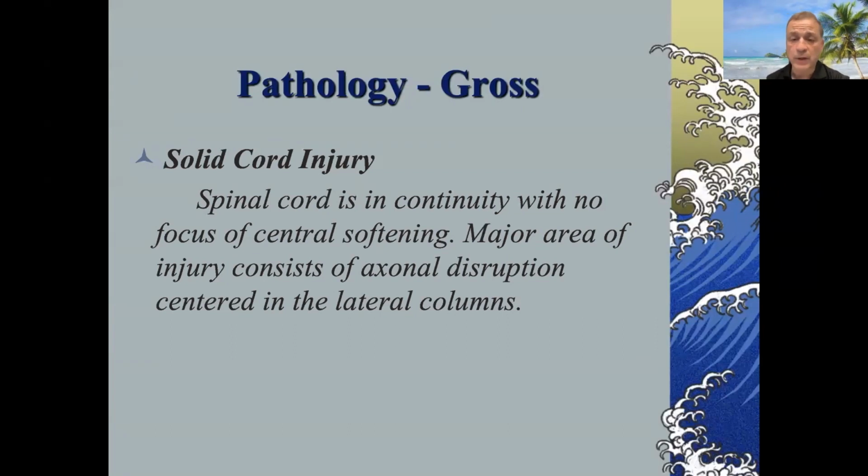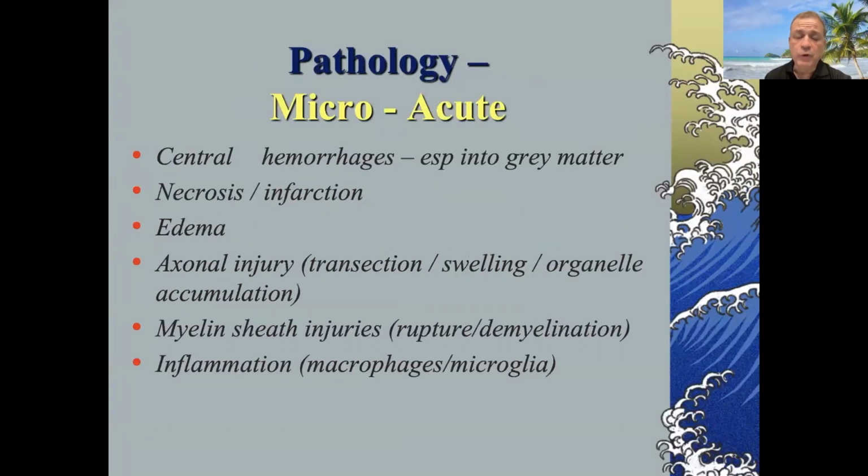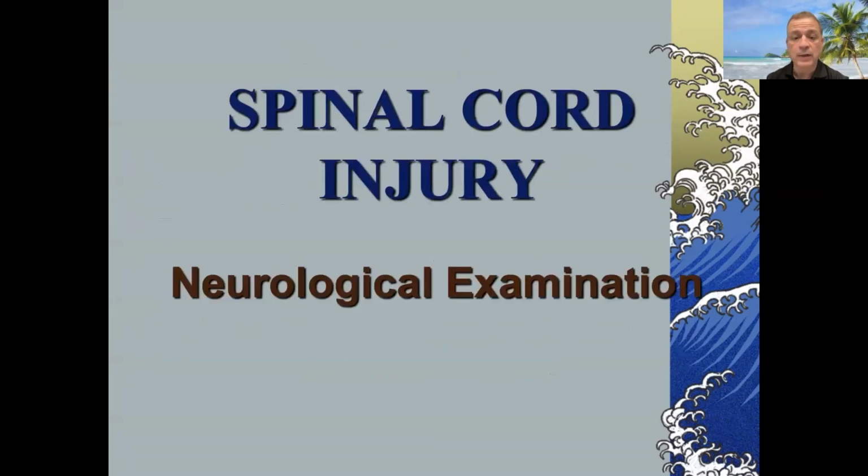And those are for some of the lighter injuries. If you look under the microscope, you'll see central hemorrhage, especially in the gray matter, necrosis, edema. You'll see axonal injury with retraction of the axonal ends. And if the axons are transected, you'll see organelle accumulation and swelling. You'll see myelin sheath injury, including demyelination, and inflammation, also very important, again, as a secondary injury target, a sort of target for drugs, for example.